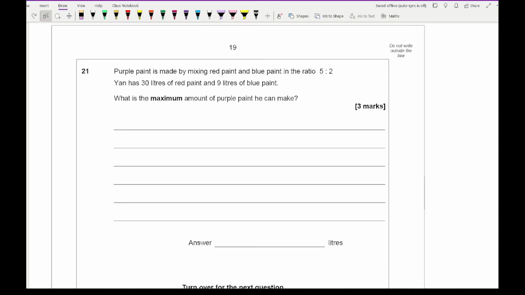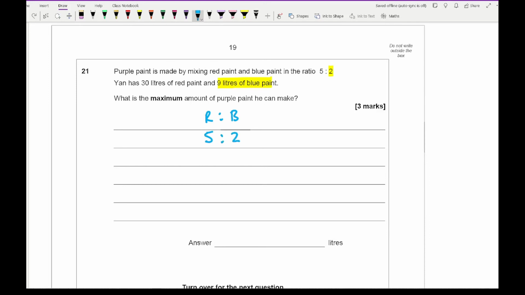So looking at question 21, it says that purple paint is made by mixing red paint and blue paint in a ratio of 5:2. Jan has 30 litres of red paint and 9 litres of blue paint. What is the maximum amount of purple paint he can make? Now, because obviously our blue is our smaller of the ratios, which represents 2, then if I just start by writing my ratio, so I've got red to blue, and that's in a ratio of 5:2.